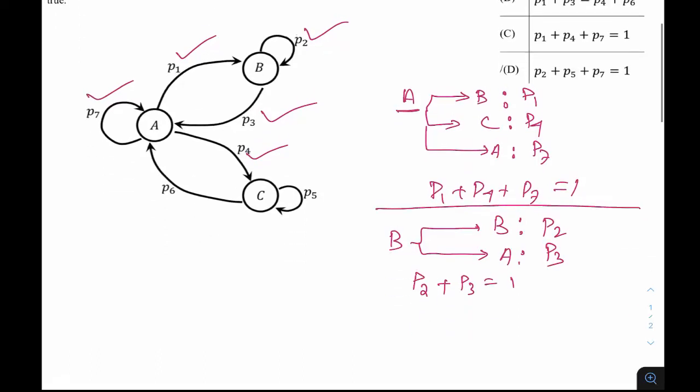With the same logic, for C, if I check again in this diagram, the next state can be C again with probability P5, or the next state can be A with probability P6.